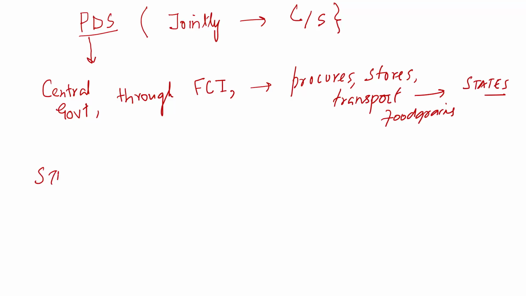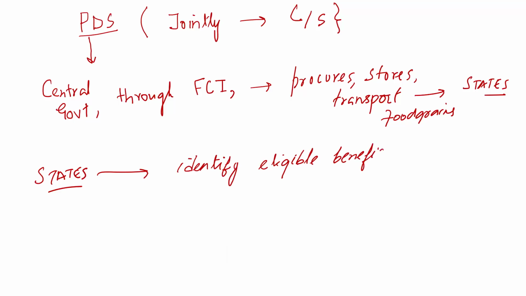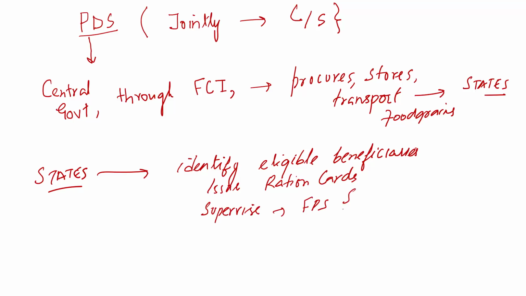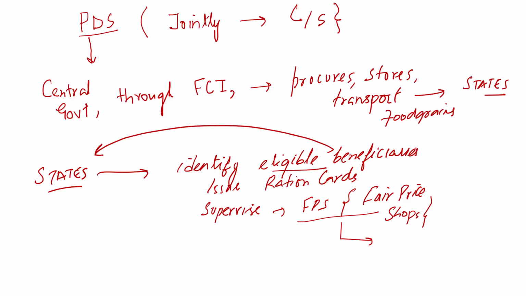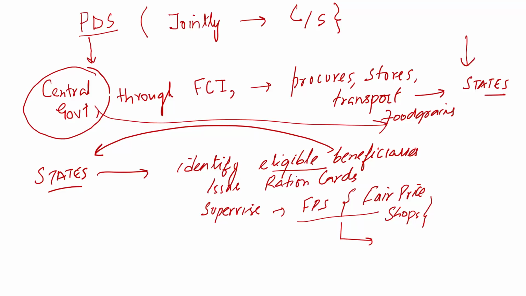And what is the responsibility of the states? The states identify eligible beneficiaries, they issue ration cards, and they supervise FPS, which is what we call fair price shops. There are more than 5 lakh such shops in this country. It is at these fair price shops that eligible beneficiaries identified by the state governments receive subsidized food grains, for example, rice, wheat, etc. When the central government gives these food grains to the states, what is the price which is charged by the center?